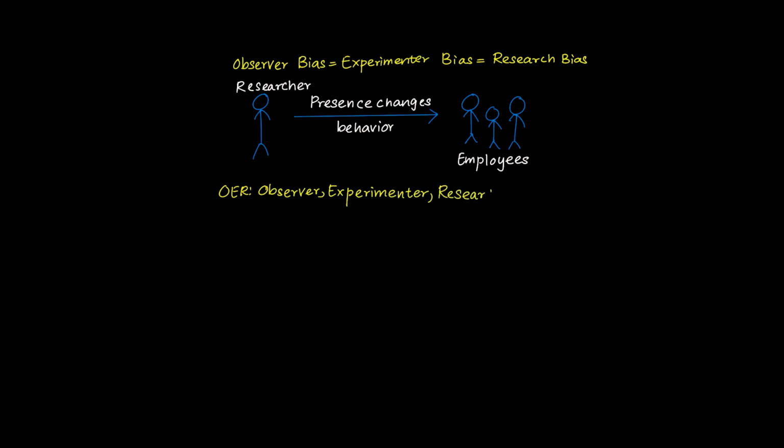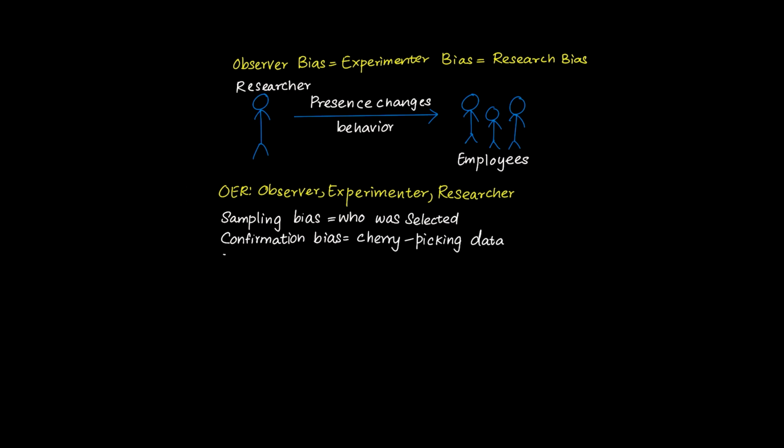Sampling bias is about who gets selected for the study, not about the researcher's influence. Confirmation bias is about cherry-picking data that supports your existing beliefs. Interpretation bias is about reading ambiguous results in one consistent direction. None of those match what's happening here. The researcher's physical presence is changing behaviour.